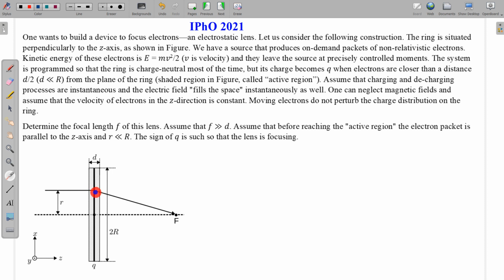First we have to find the electric field created by this ring. Let us first find the electric field, which is almost in the plane of the ring. We have to find the electric field at a distance r from the center, and these points are almost in the plane of the ring. So we have to find the electric field in the plane of the ring at a distance r from the center.